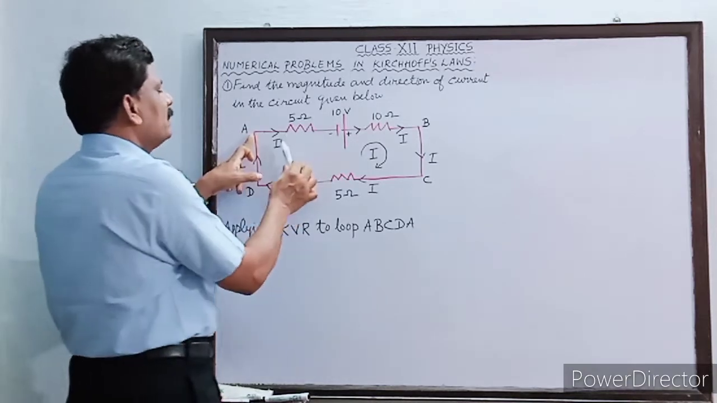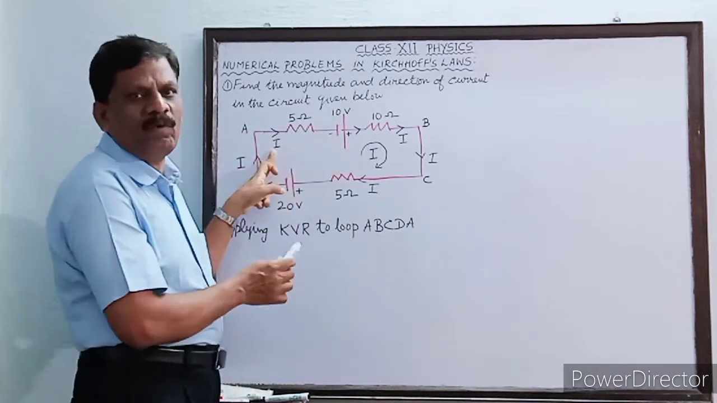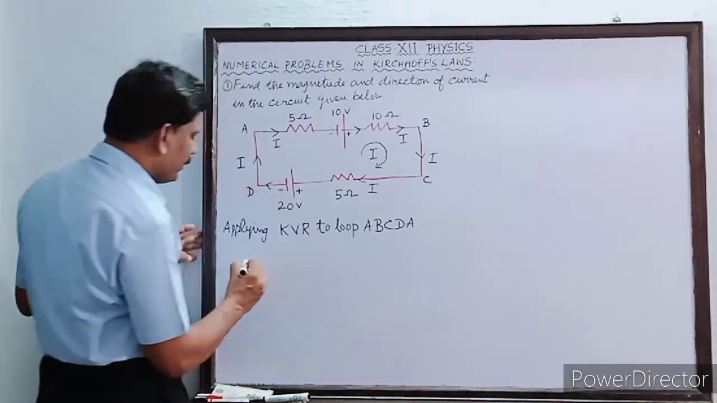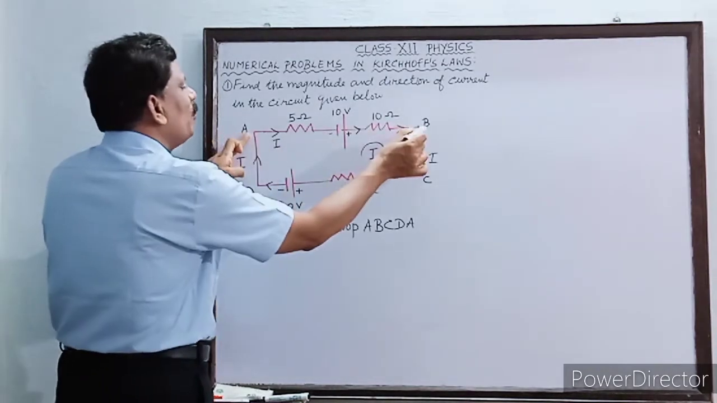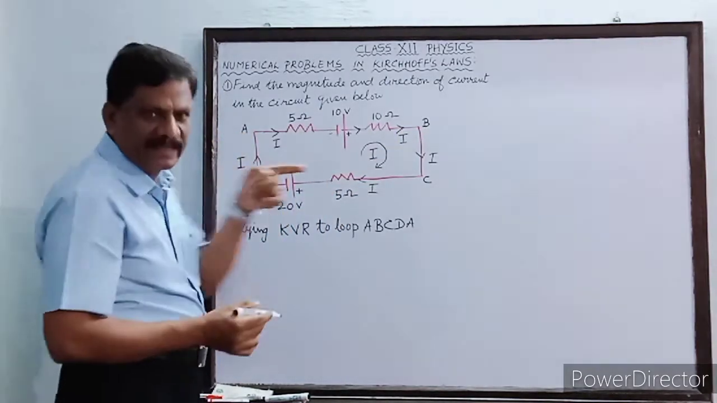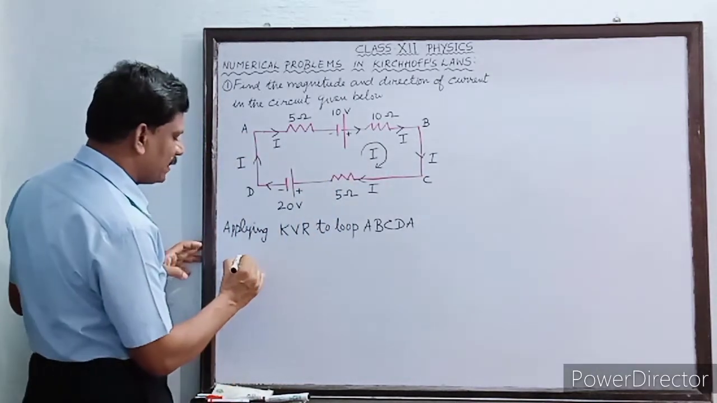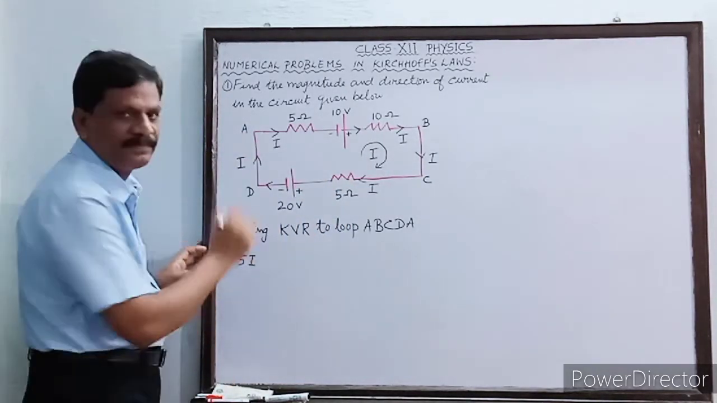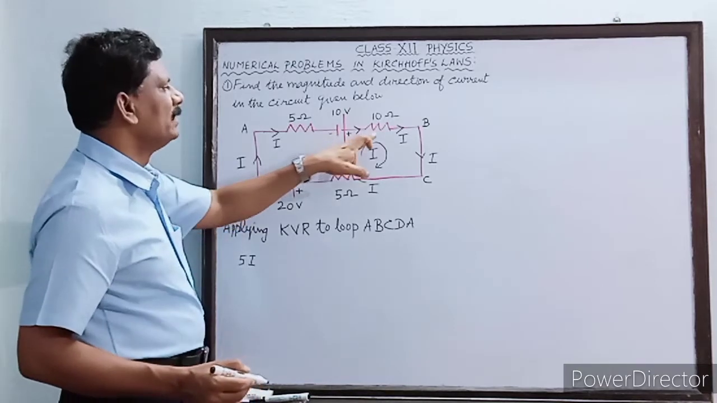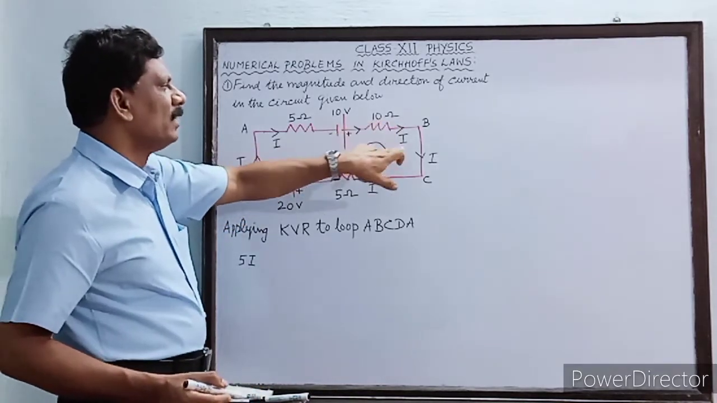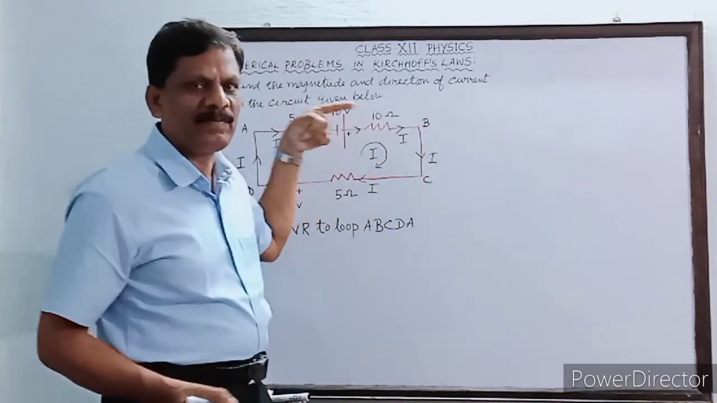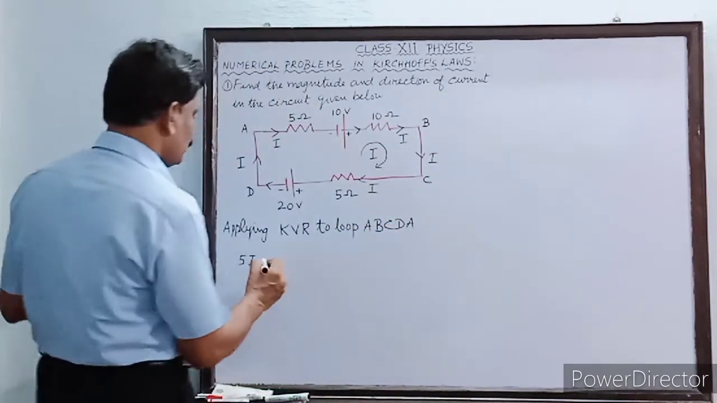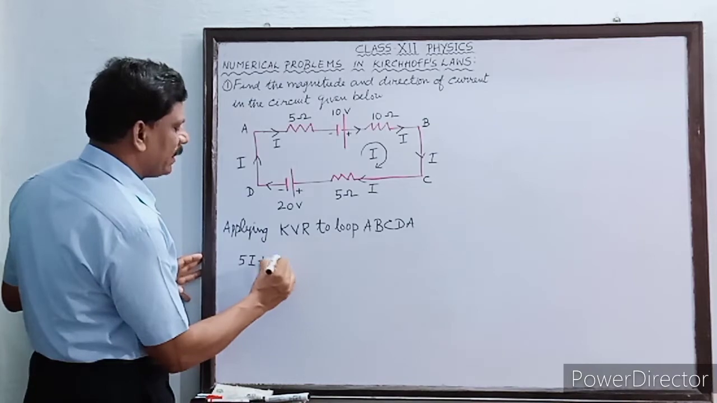Now from A, this I ampere is flowing through how many ohm? 5 ohm. So I will write the IR product. I am proceeding from A to B, and the current is also flowing in the same direction, so it is positive. So 5 into I. Then you come here. There is another resistor, 10 ohm, through which the same current is flowing in the same direction. Therefore the IR product is positive again. So this is plus 10I.